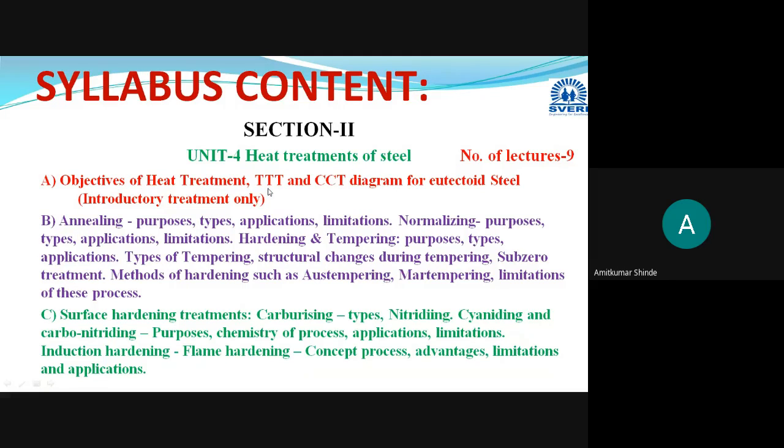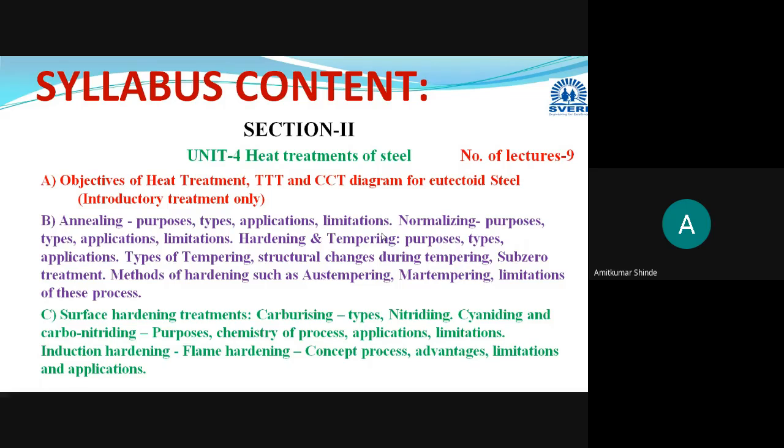Whichever initial TTT diagram is there, it will remain standard for all remaining steels. You just have to impose that curve on this TTT diagram. How that will be done, I will conduct separate lectures on it. But you have to remember that there will be a confirmed, fixed question on it. You have to draw the TTT diagram, the CCT diagram, and impose these processes, annealing, normalizing, hardening, and tempering, on that TTT diagram.